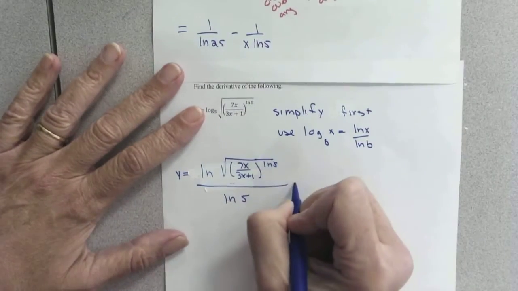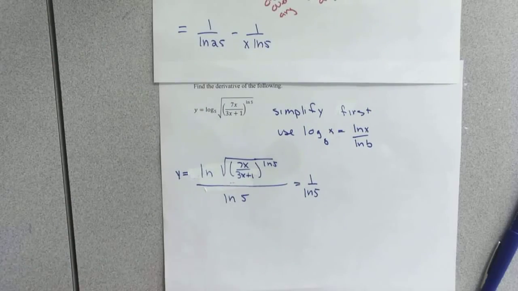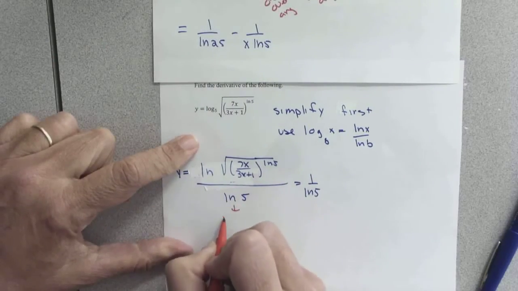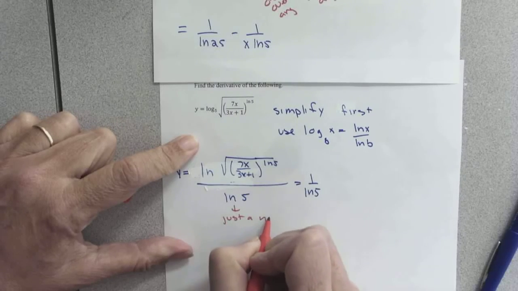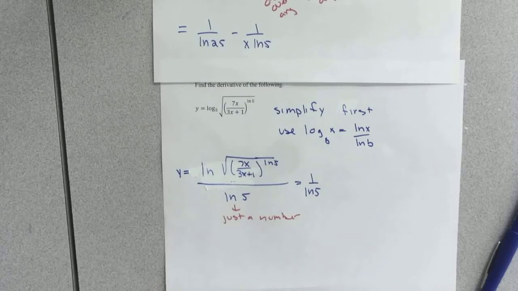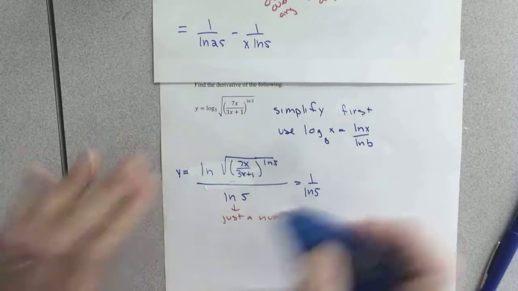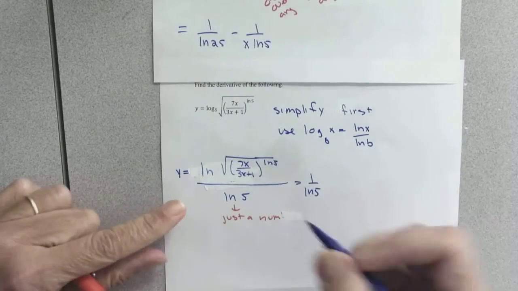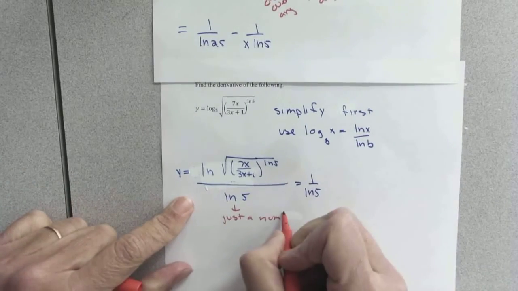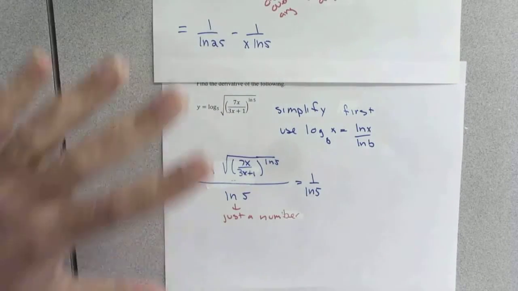Keep simplifying. This is just a number. Just a number. So I'm just going to call it 1 over natural log of 5 and have it out there as a coefficient. Students have a tendency to freak out when they see natural logs or logs of any sort. But that's just a number. So I'm just going to bring it out to the side and worry about this other stuff.